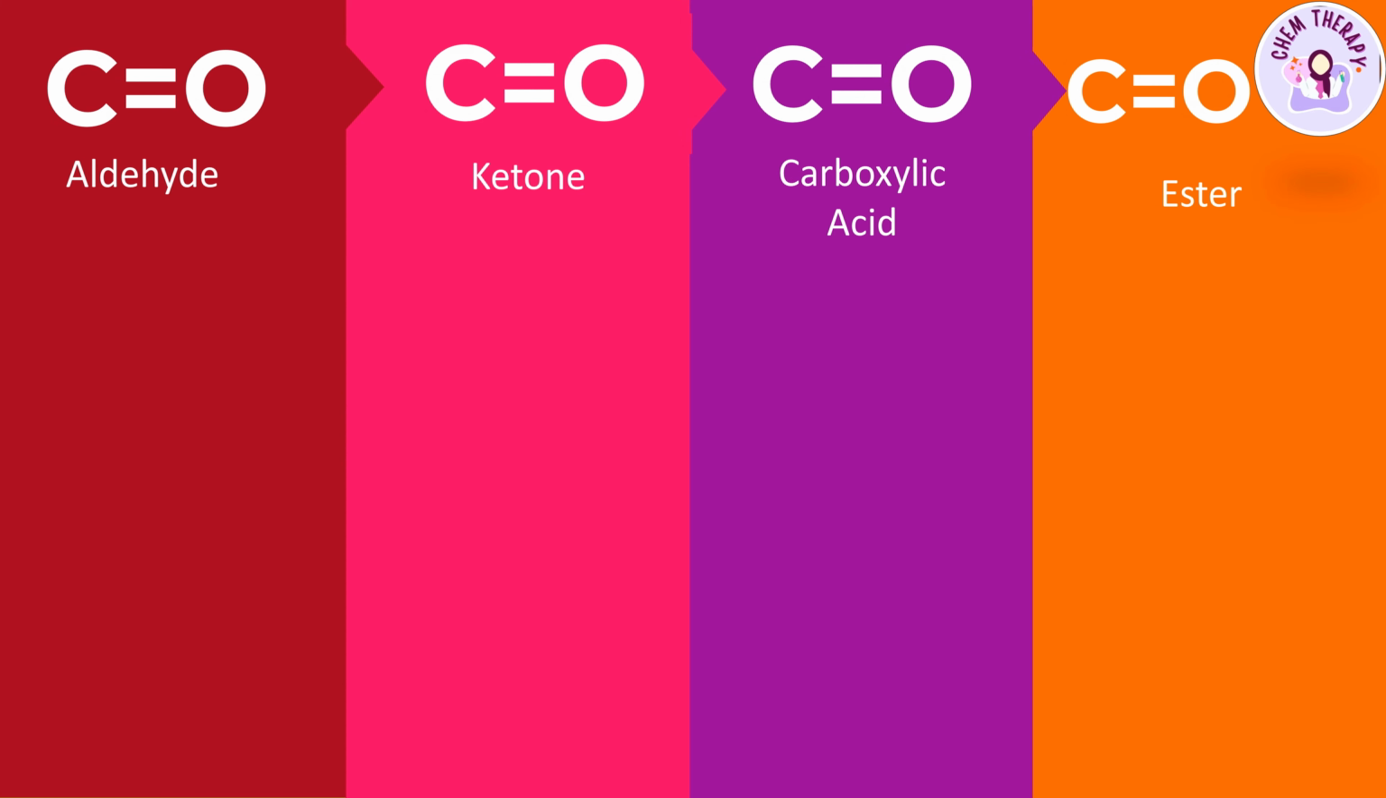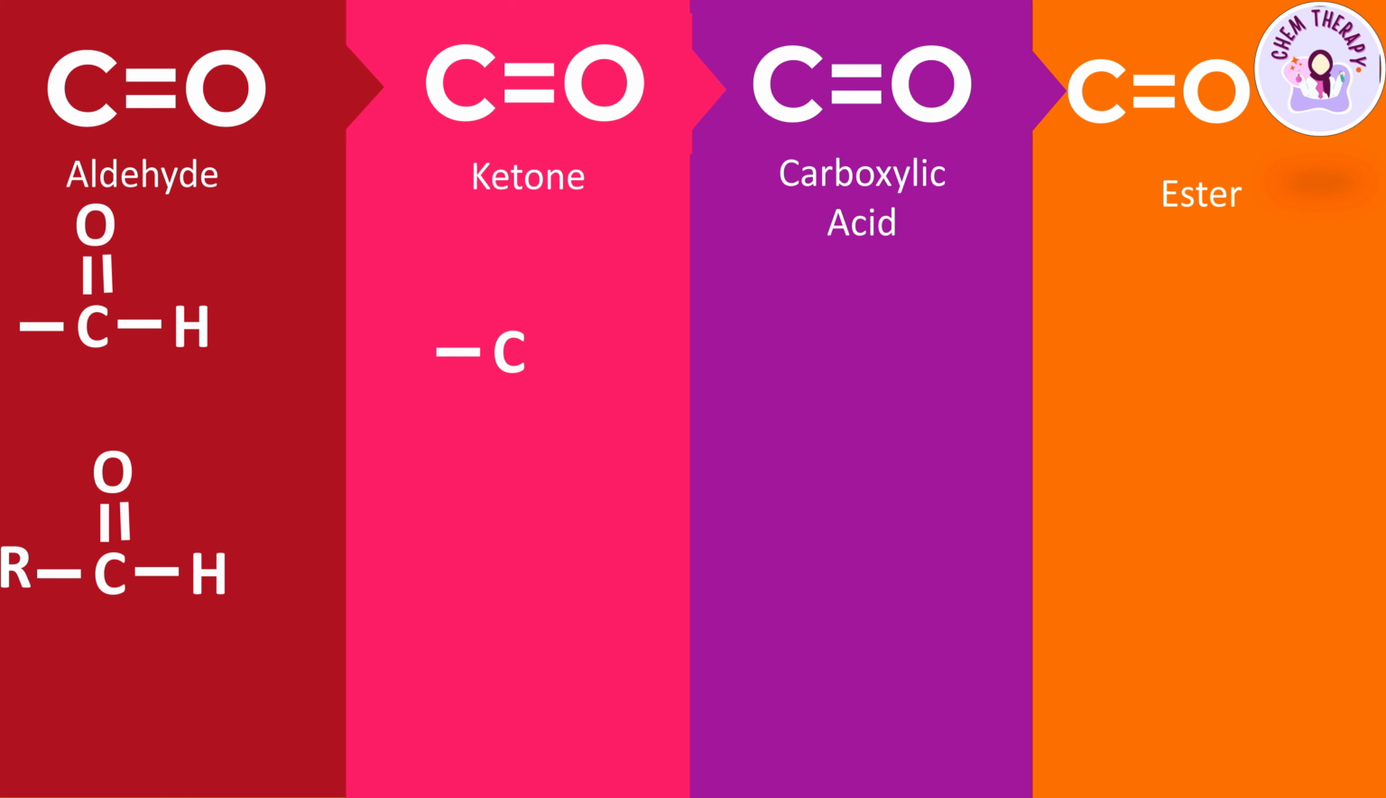Next, we have 4 classes, all containing the C double bond O group known as the carbonyl group. These 4 classes are aldehyde, ketone, carboxylic acid, and ester. Aldehydes contain a hydrogen attached with carbonyl as the functional group. Aldehydes have the general formula RC double bond OH.